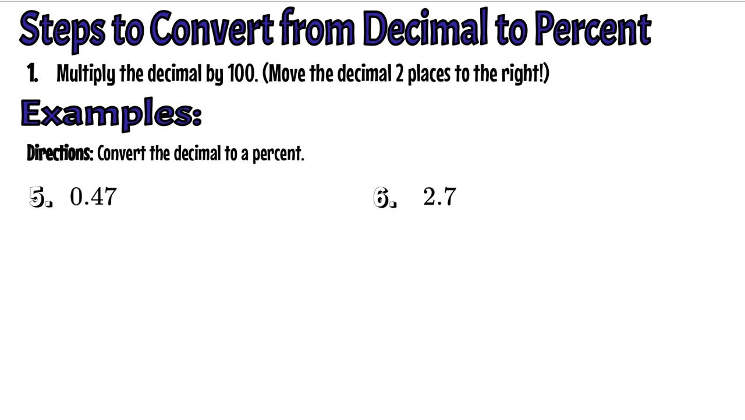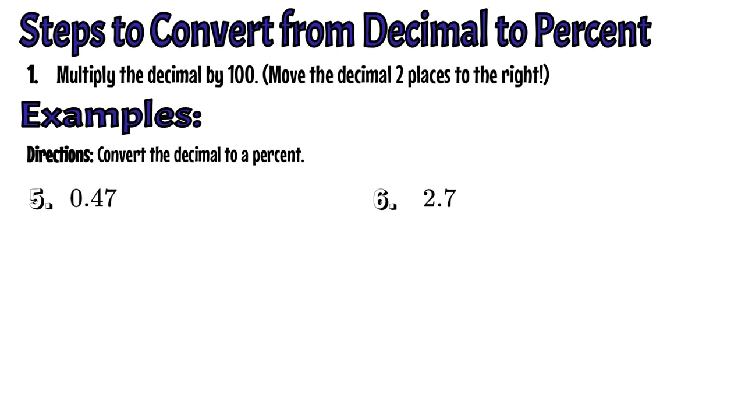So if we have something like 0.47, and we want to convert this to a percent, all we need to do is multiply by 100, which means that we are going to move the decimal place two places. So this is equal to 47, and then we're writing it as a percent. So 0.47, when we write that as a percent, the answer is 47%. Let's do another one together.